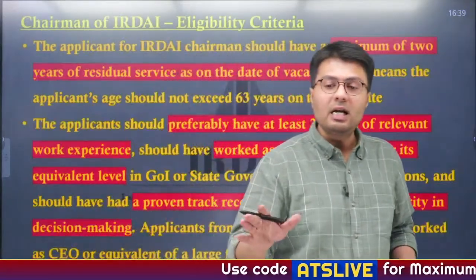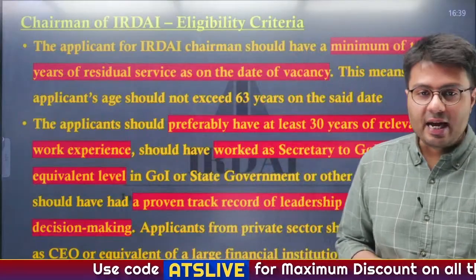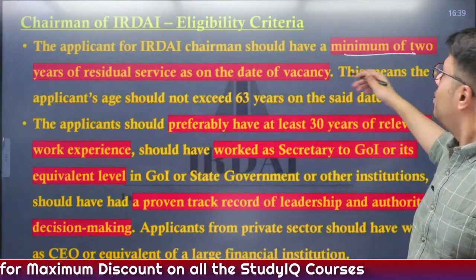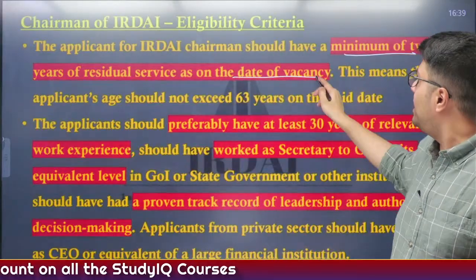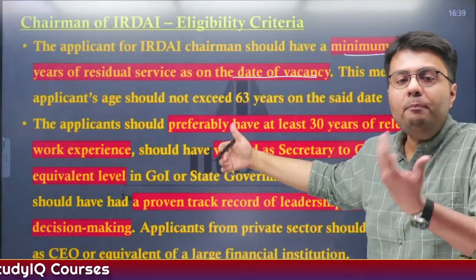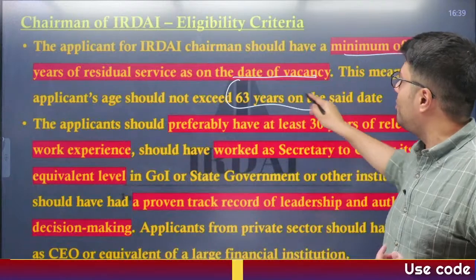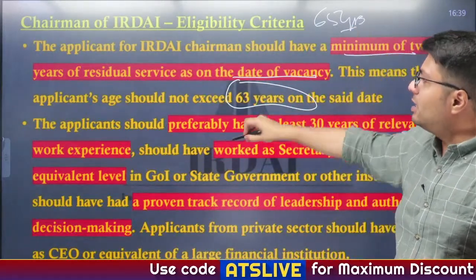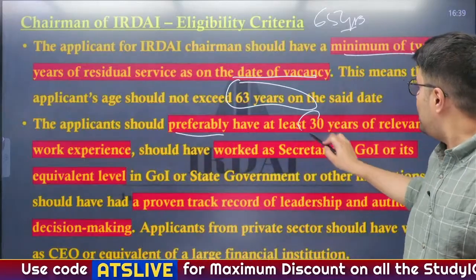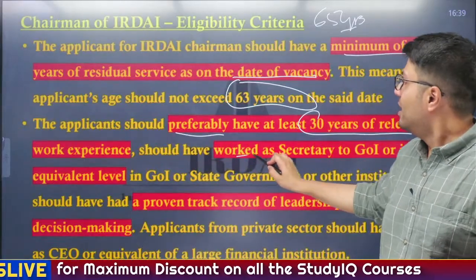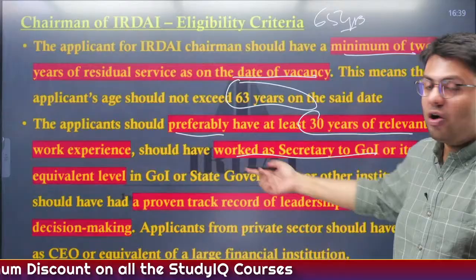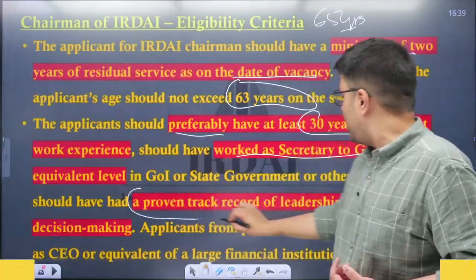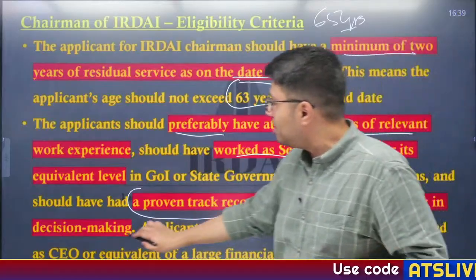Now let us understand how the chairperson of IRDAI is selected. The applicant for IRDAI chairman should have a minimum of 2 years of residual service from the date of vacancy, which means the applicant should not exceed 63 years of age, because the chairperson retires at 65 years of age. Another condition is that they should preferably have at least 30 years of relevant work experience if they have worked as a secretary to the Government of India or at an equivalent level in the state government, and they also need a proven track record of leadership and authority in decision making.